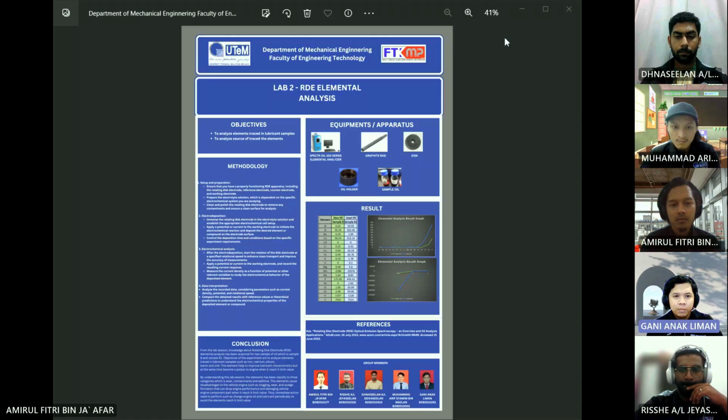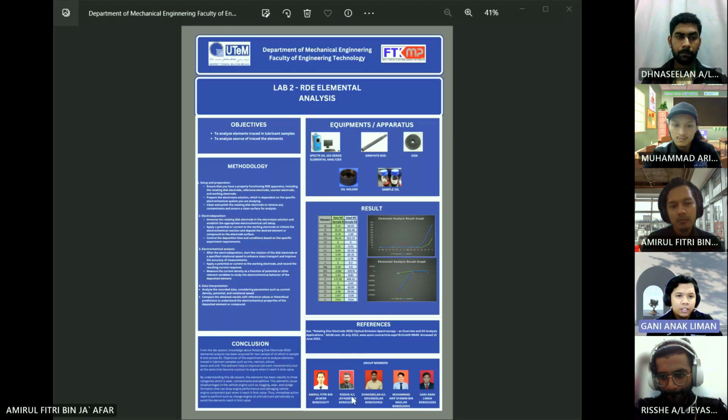Number 2, electrodeposition. Immerse the rotating disc electrode in the electrolyte solution and establish the appropriate electrochemical cell setup. Apply a potential or current to the working electrode to initiate the electrochemical reaction and deposit the desired element or compound on the electrode surface. Control the deposition time and conditions based on the specific experiment requirements.